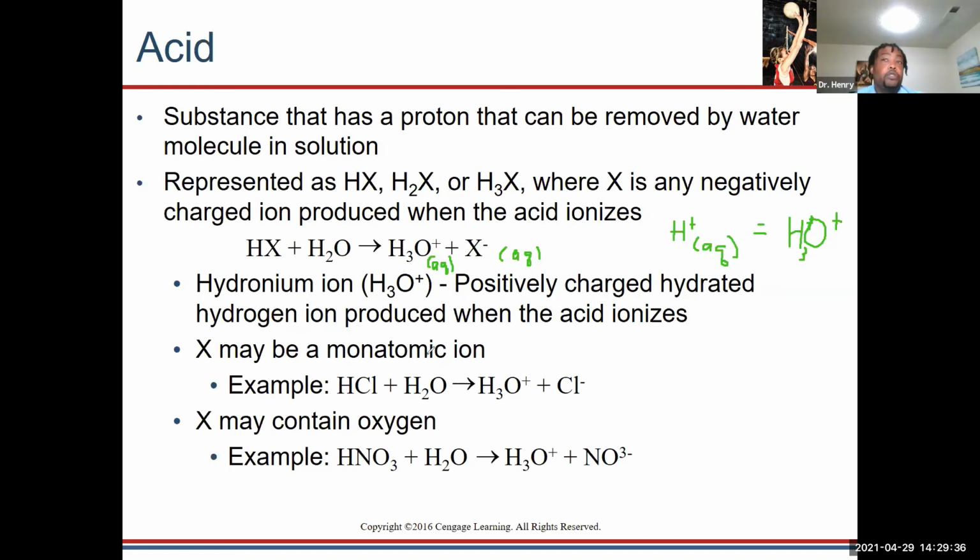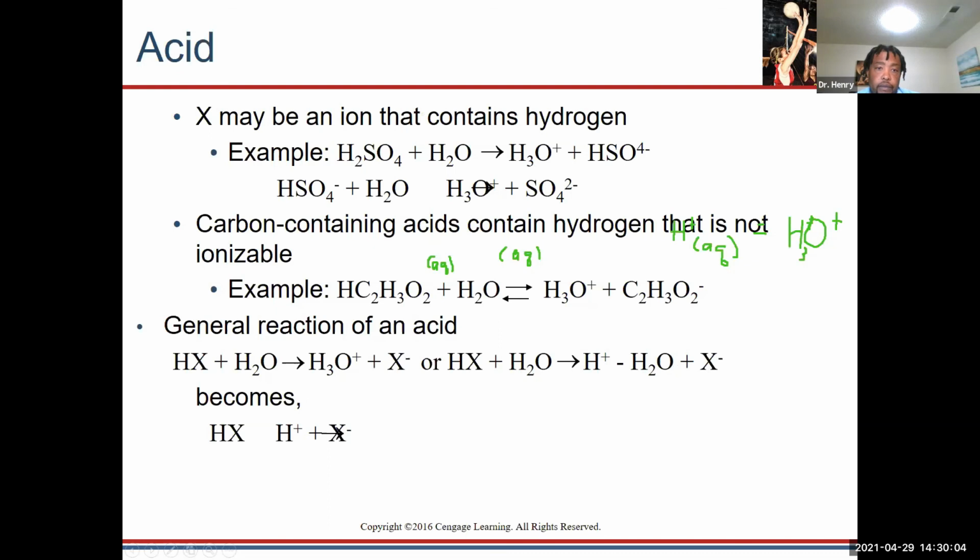Okay, so that's what happens with strong acids. So a strong acid dissociates completely, right, into its ionic parts. Okay, so then you're going to get the H3O plus, and you're going to get the Cl minus in the case of hydrochloric acid. In the case of nitric acid, the same thing is going to happen because these are strong acids, so they're going to dissociate completely.